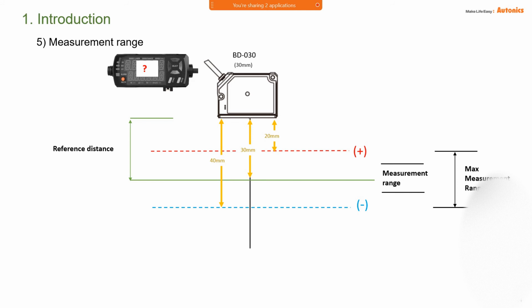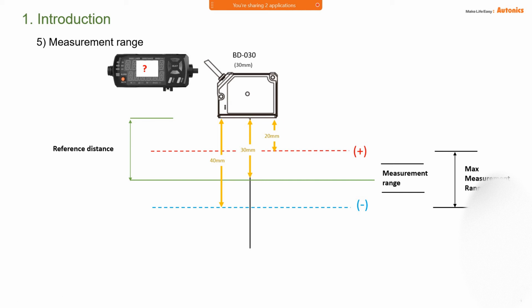Okay, this one is an example of the measuring range. You can see here this model is a 030, so from the sensor head to the target object is 30 mm.